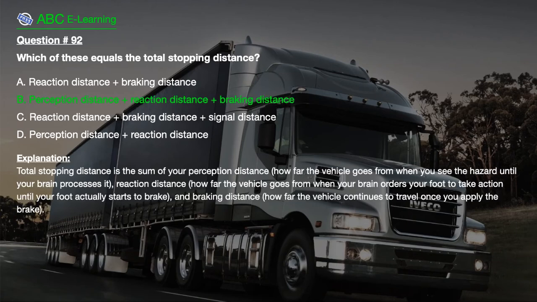The correct answer is here, B. Perception distance and reaction distance and braking distance. Explanation. Total stopping distance is the sum of your perception distance, how far the vehicle goes from when you see the hazard until your brain processes it. Reaction distance, how far the vehicle goes from when your brain orders your foot to take action until your foot actually starts to brake. And braking distance, how far the vehicle continues to travel once you apply the brake.